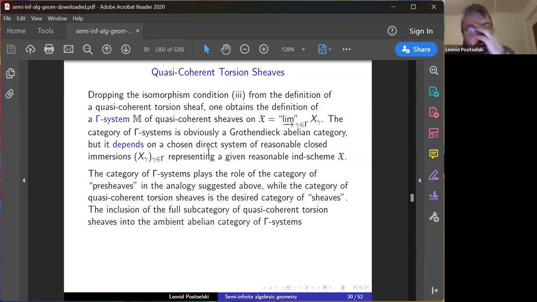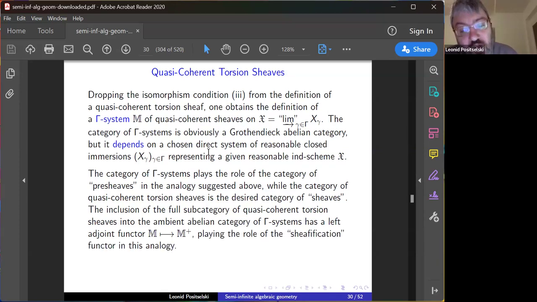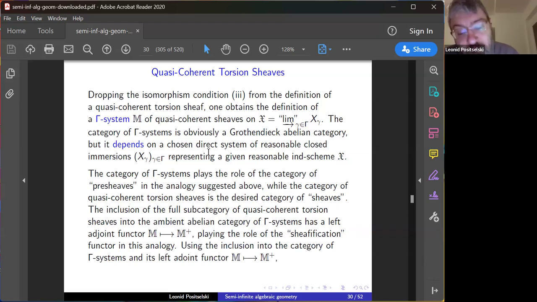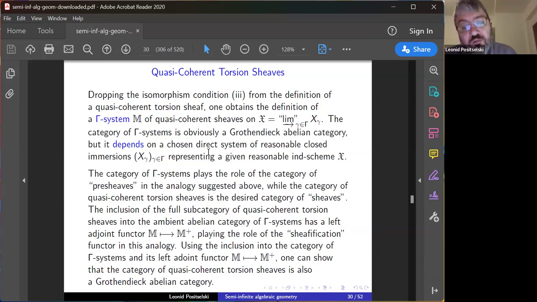The inclusion of the full subcategory of quasi-coherent torsion sheaves into the ambient abelian category of gamma-systems has a left adjoint functor, playing the role of the sheafification functor in this analogy. Using the inclusion of the category of torsion sheaves into gamma-systems and its left adjoint functor, M to M plus, one can show that the category of quasi-coherent torsion sheaves is also a Grothendieck abelian category.